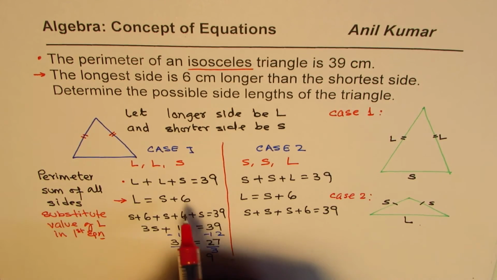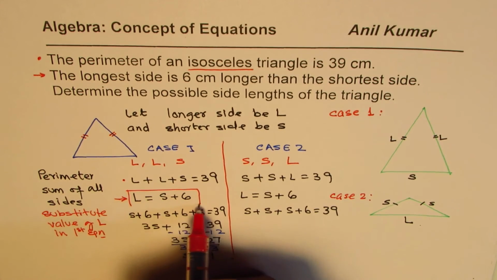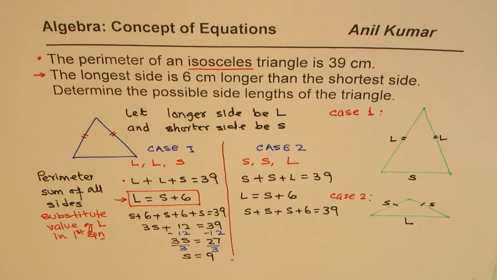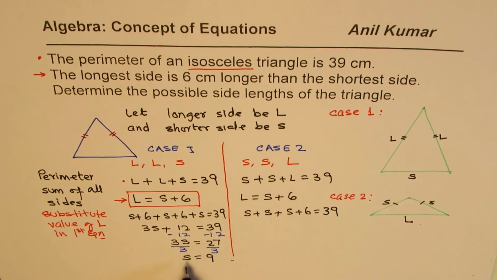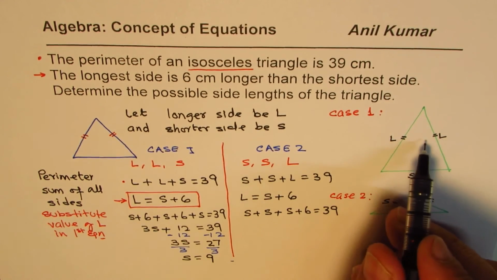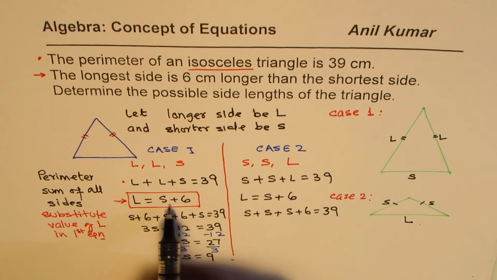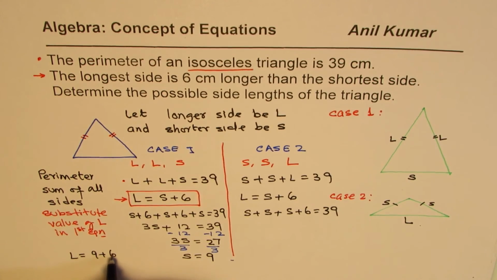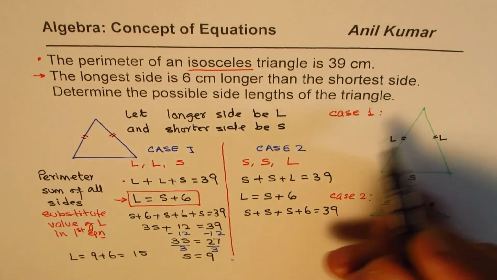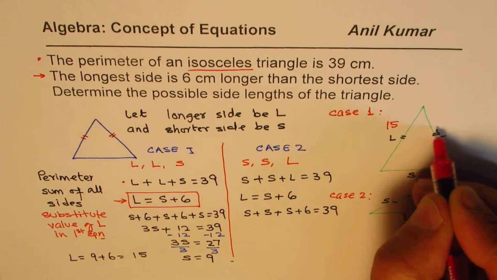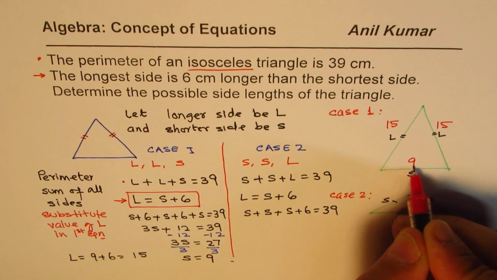We'll substitute S equals 9 in the second equation, right? Sometimes it is better to write the equation number also. Most of the time, I should say always. Okay, fine. So if S, the length of the shorter side, is 9, the length of the longer side should be how much? It should be 6 more, right? So L equals 9 plus 6, which is 15. So in this case, we get our answer as L is 15 and S is 9, correct?